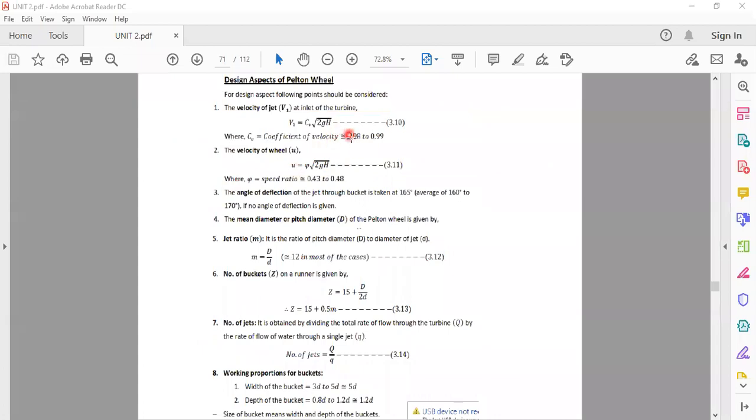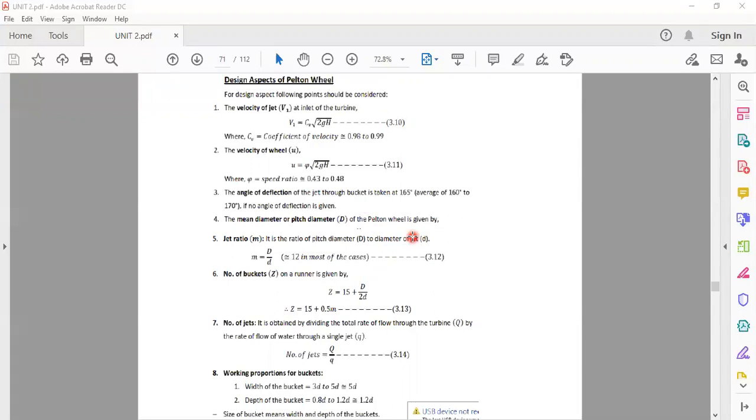V1 equal to CV under root of 2gH, coefficient of velocity between 0.98 to 0.99. The velocity of wheel U equal to phi into under root of 2gH, value of phi 0.43 to 0.48. Angle of deflection 165 degrees, near about 170 degrees. The mean diameter or pitch diameter of the Pelton wheel is given by capital D.